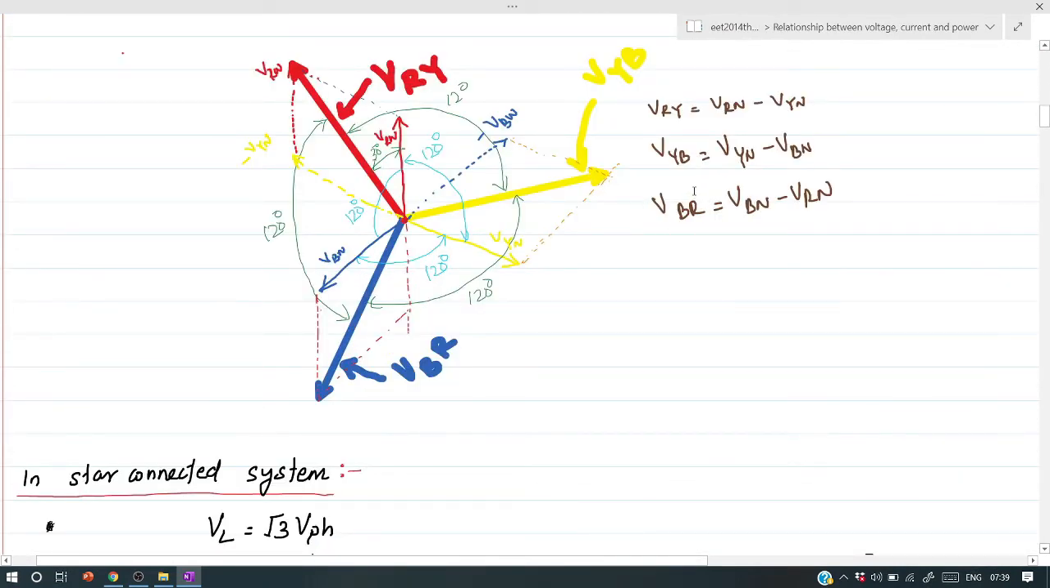Similarly, VBR, in order to obtain VBR phasor, we need to do phasor sum of VBN and minus VRN. This is minus VRN, just opposite to this one with the same magnitude, and this is VBN. Phasor sum of these two gives VBR. Here also we can see that VBR phasor is anti-clockwise with respect to VBN phasor with an angle 30 degree. It indicates that line voltage corresponding to B phase is leading corresponding phase voltage by an angle 30 degree.